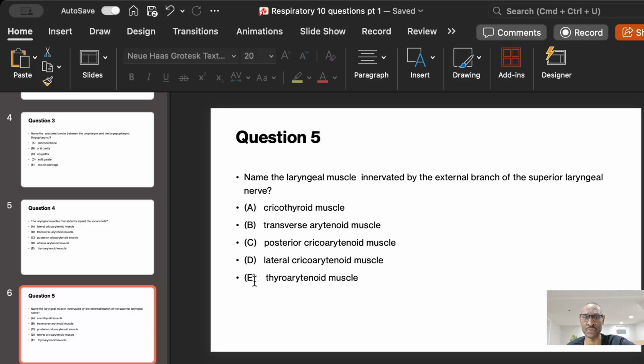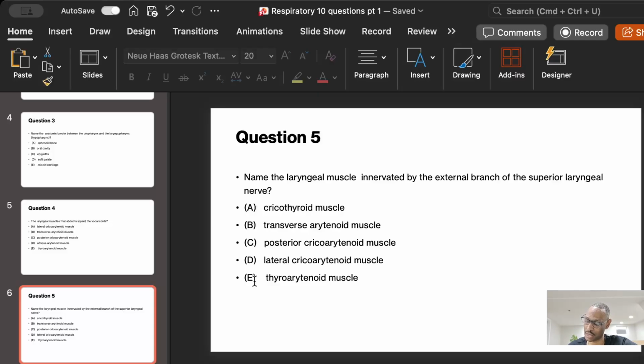Number five is another question that ties into the last one. This was the laryngeal muscle innervated by the external branch of the superior. This one talks about the laryngeal muscles, but it goes a little bit deeper now. It talks not just about the muscles, but the nerve innervation. This is like a popular pimping question. It talks about the superior laryngeal nerve particularly.